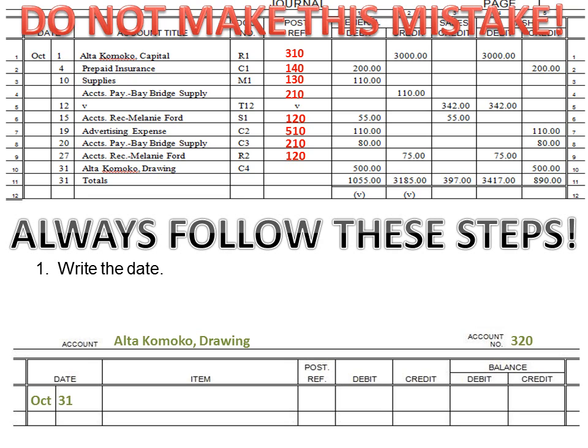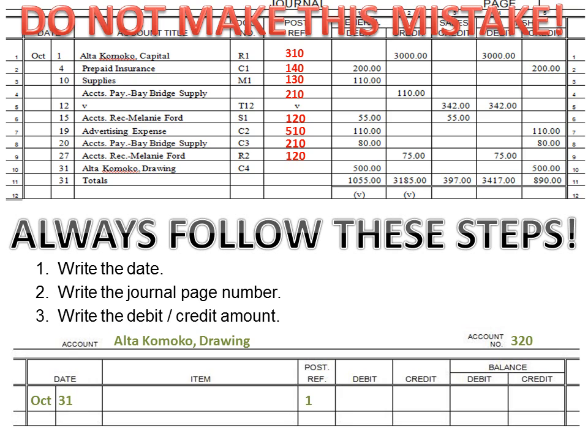And it is write the date of the transaction, which is October 31st. We're going to do the Alto Comoco Capital again. Write the journal page number, which is page 1, which is what we got. Write the debit and credit amount.